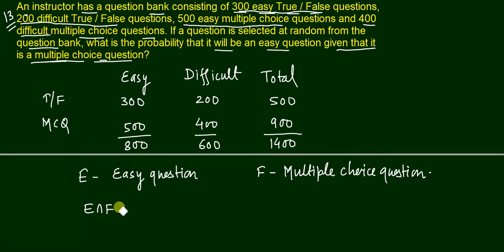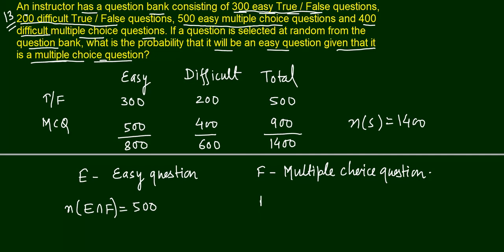So E intersection F, number of elements in E intersection F will be what? It is 500. Okay. And total elements in the sample space will be what? It is 1400, because total questions are 1400. Okay. And also we require the probability of F also.